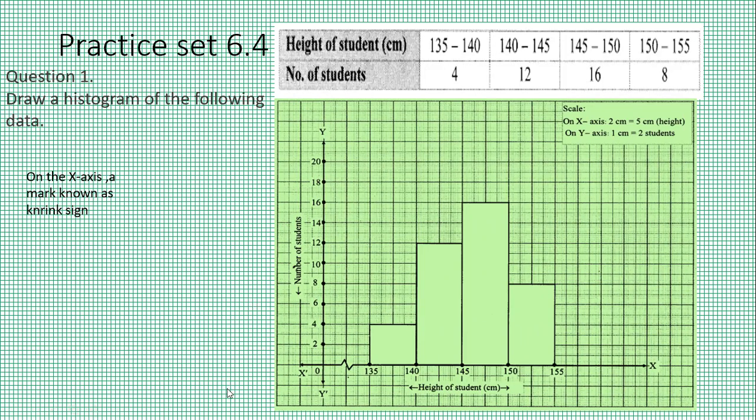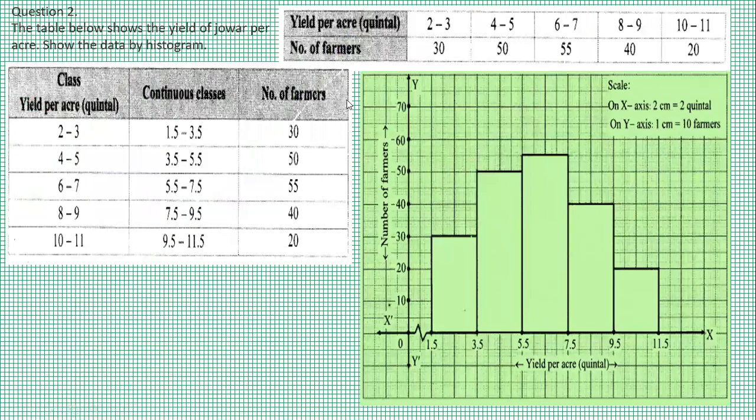Now the next one, the second one. It is written: the table below shows the yield of jowar per acre. Draw the data by histogram. So here you can see the yield per acre, that is in quintal, is given. This you have to draw on the x-axis, and the number of farmers you have to draw on the y-axis.